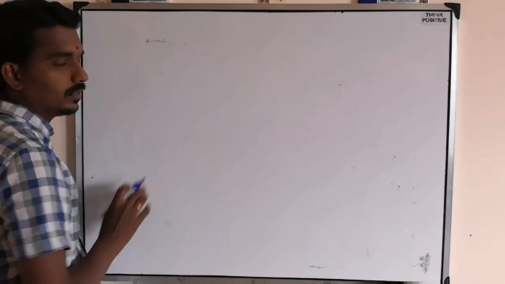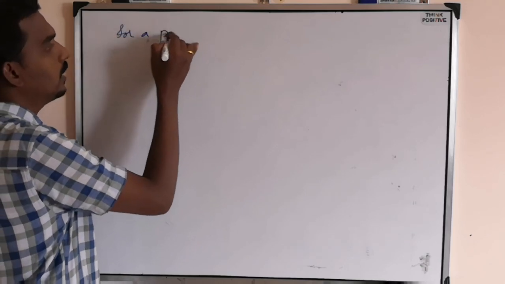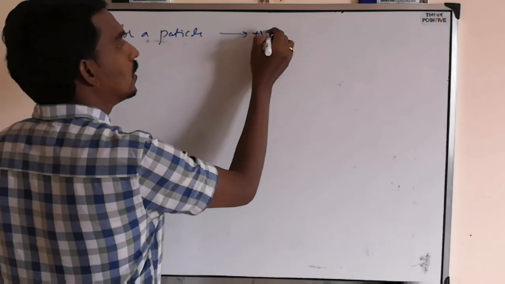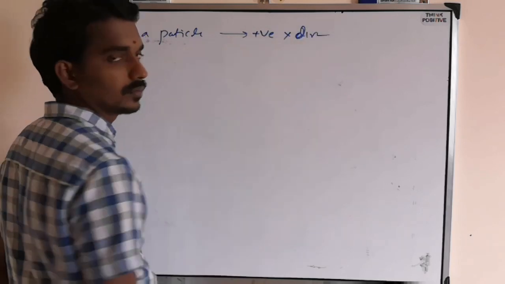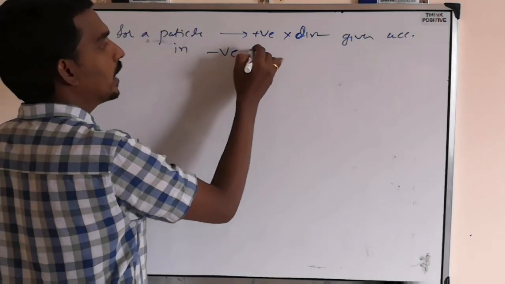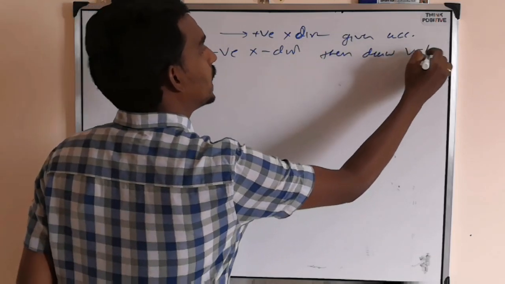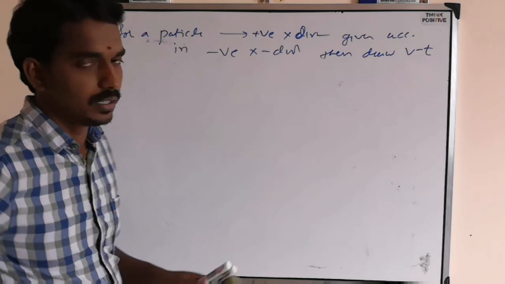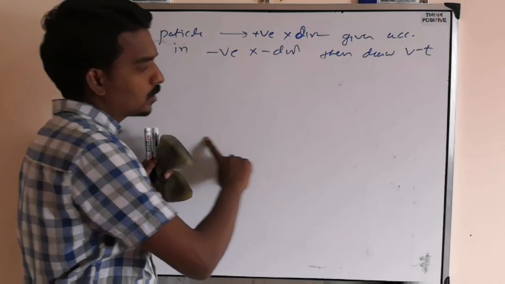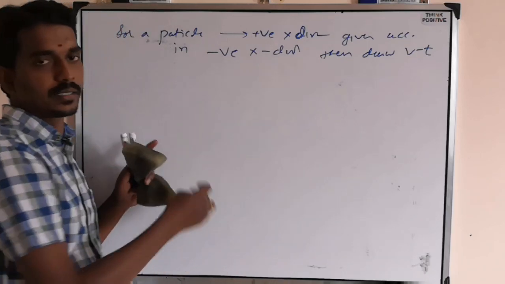Now, let us take a physics example. For a particle moving along positive x direction, given acceleration in negative x direction, then draw the v-t graph. The question is clear. Try to understand, I'll explain. A particle is moving towards positive direction along x, but you have applied acceleration in negative x direction.